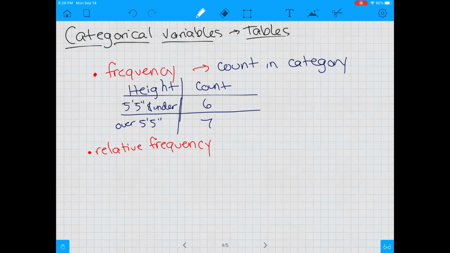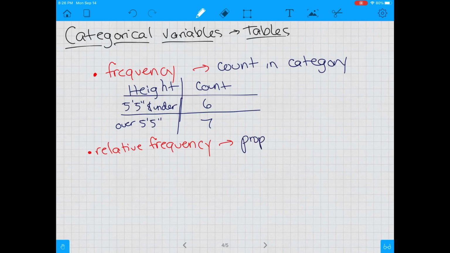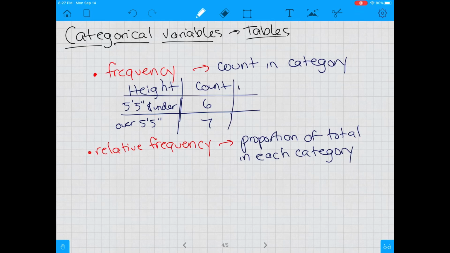Relative frequency, on the other hand, is a proportion. We're looking at the proportion of the total in each category. So if I was going to modify my table up here to include the relative frequency, I'll do this in a different color. This would be 6 out of 13. This would be 7 out of 13. And whatever these end up being as proportions, I'm not exactly sure, so we're going to make up some numbers. Let's say this is about 0.46 and this is about 0.54.